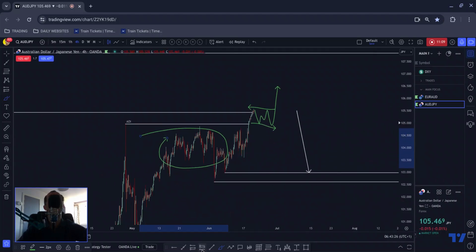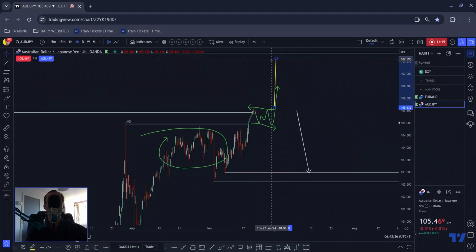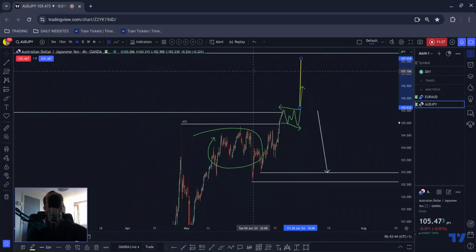And then if we measured that, so I'm measuring the impulse here, and we assume that the continuation leg would be of a similar length, that would take us up to the area. So unlike Euro Aussie, the sell trade I was showing you, that does make contextual sense because there's a high sat not too far above all of this.